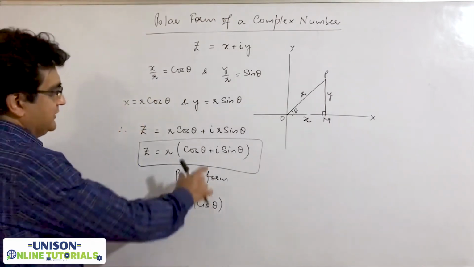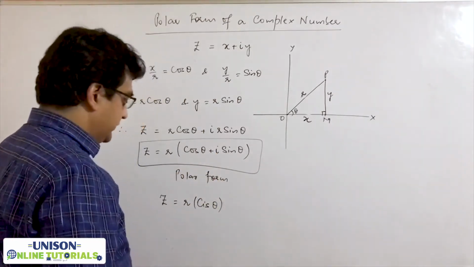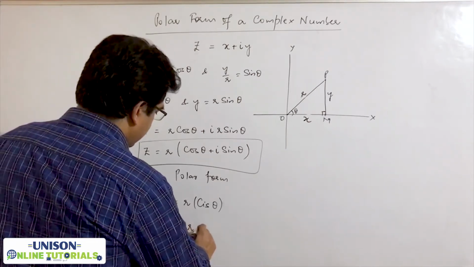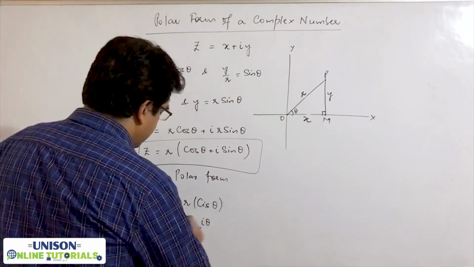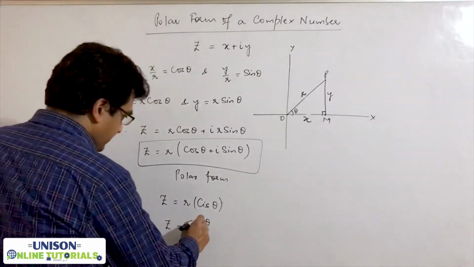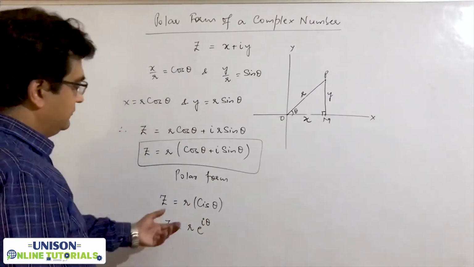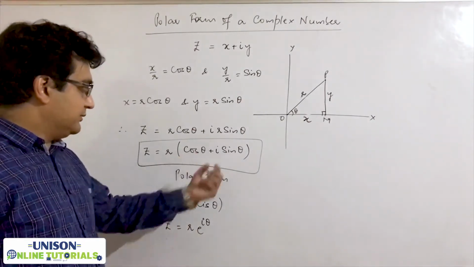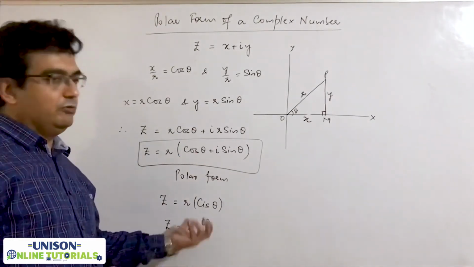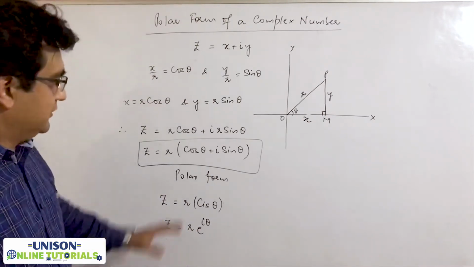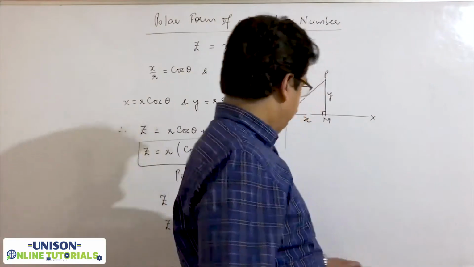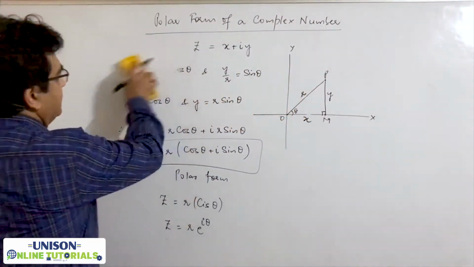Cos theta plus iota sin theta can be written as cis theta, and it can also be written as e to the power iota theta. It is the Euler form of writing the polar form, that is cos theta plus iota sin theta will be written as e to the power iota theta. So this is the polar form of a complex number. Let's do some examples.